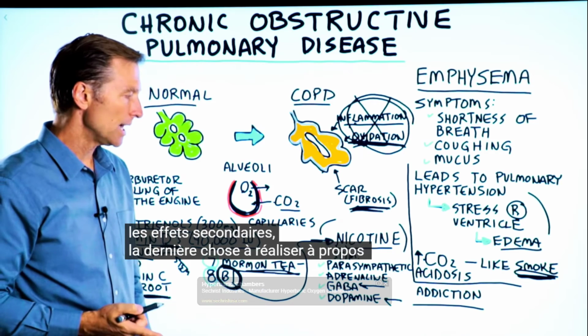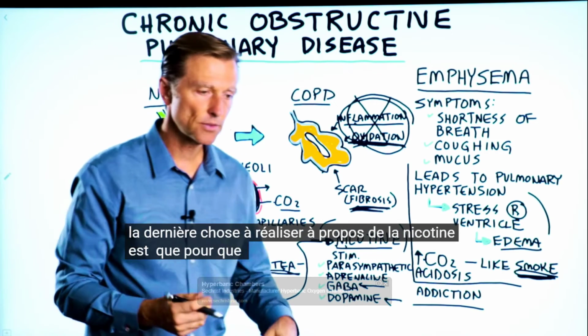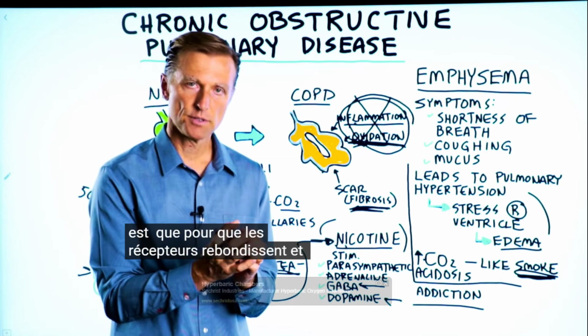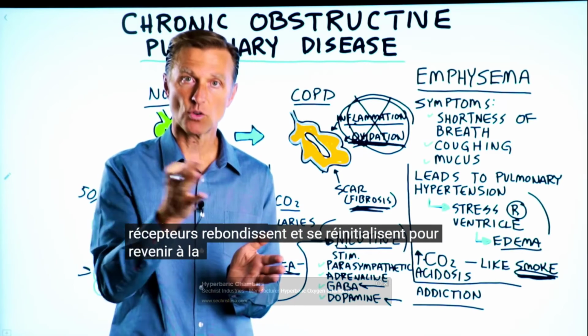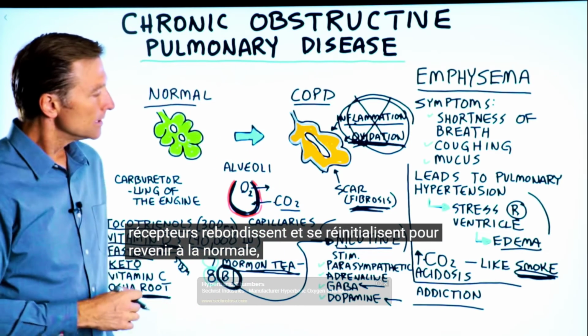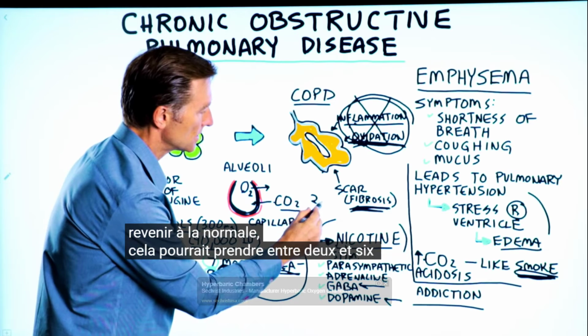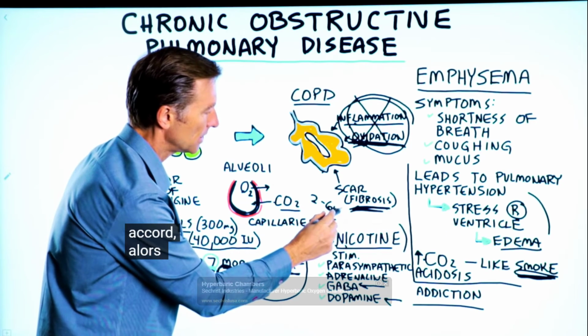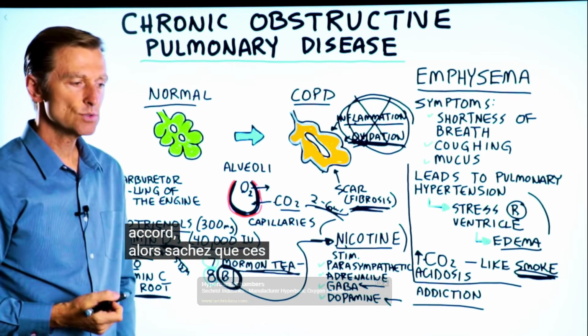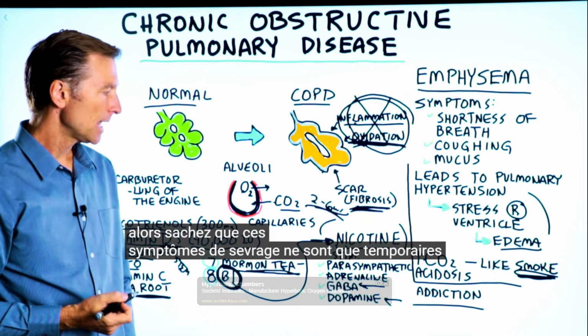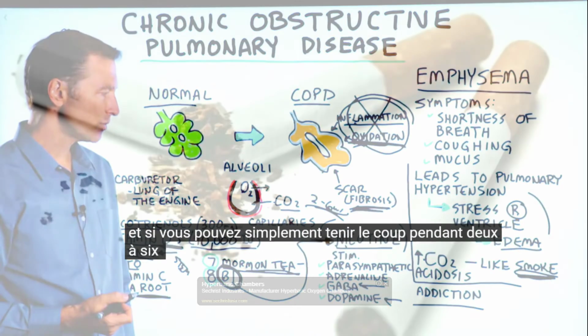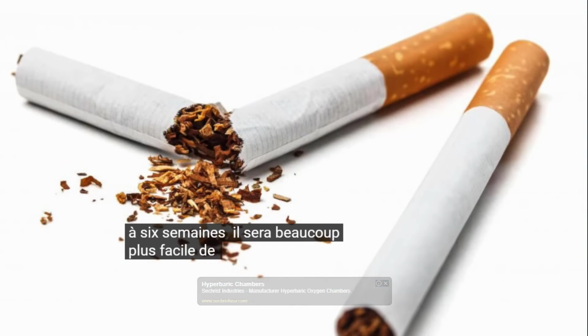The last thing to realize about nicotine is that in order for the receptors to bounce back and reset, to go back to normal, could be between 2 to 6 weeks, okay, at the very latest. So realize that these withdrawal symptoms are only temporary, and if you can just stick it out for 2 to 6 weeks, it's going to be a lot easier to completely handle this addiction right here.